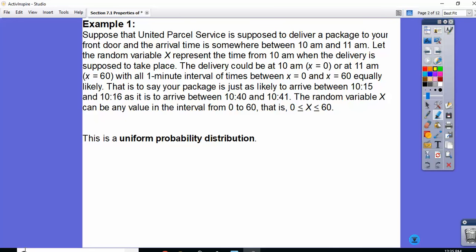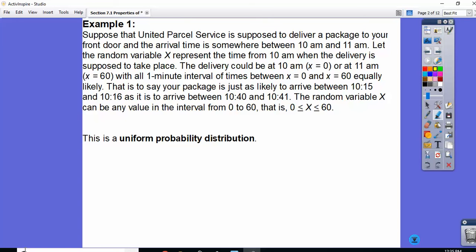Suppose that the United Parcel Service is supposed to deliver a package to your front door, and the arrival time is somewhere between 10 a.m. and 11 a.m. Let the random variable x represent the time from 10 a.m. when the delivery is supposed to take place. So at x equals 0, that's at 10 o'clock. 11 o'clock would be at x equals 60. I'm doing 1-minute intervals in between, and each of those is equally likely.